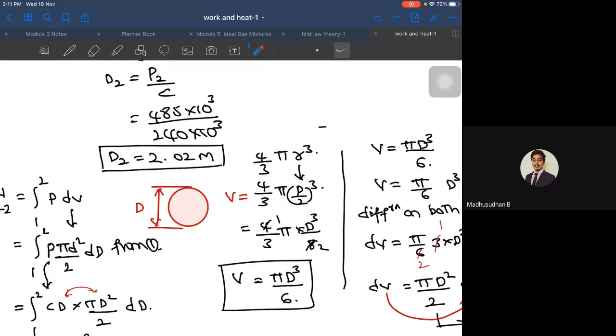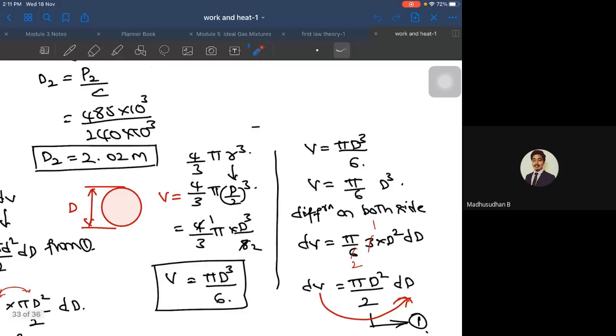What is the volume of the sphere? 4 by 3 pi r cube. Okay, 4 by 3 pi r cube. In terms of diameter, I can write r as d by 2, so in terms of diameter, it is pi d cube by 6. Okay, in terms of diameter, V is equal to pi d cube by 6.